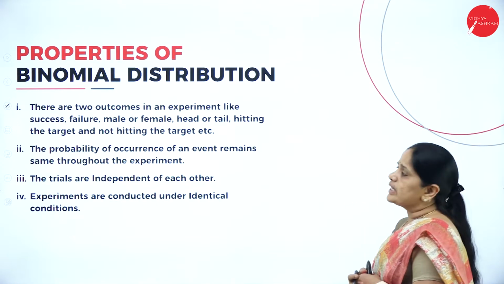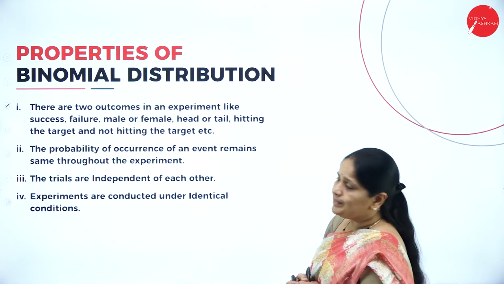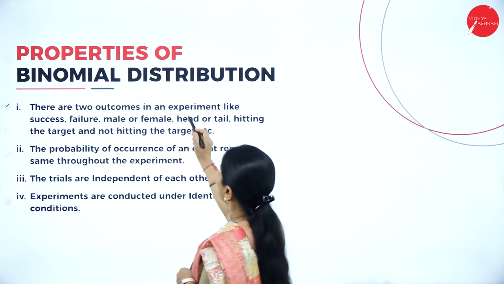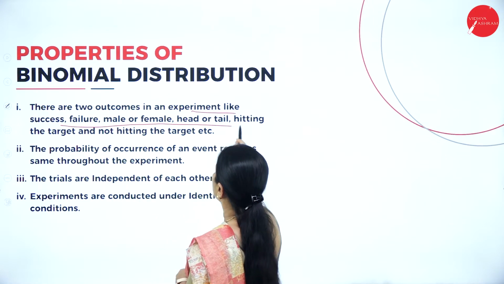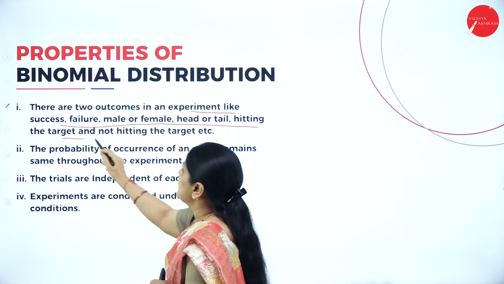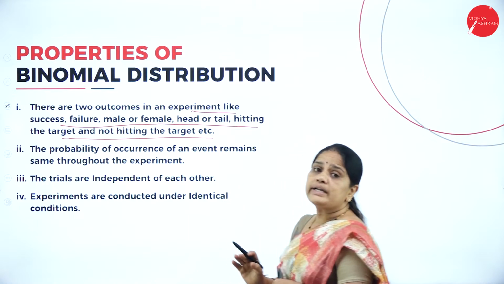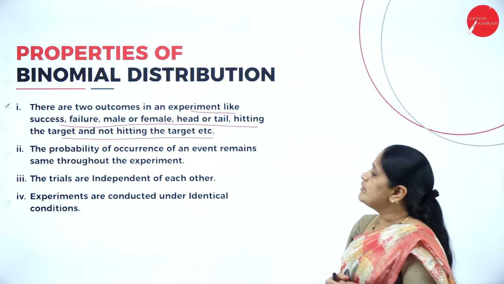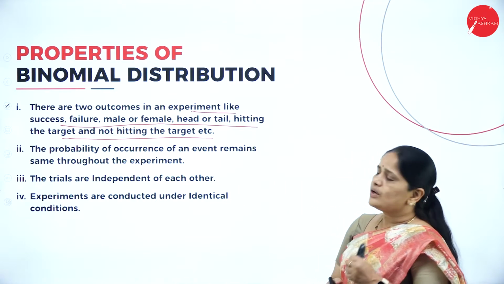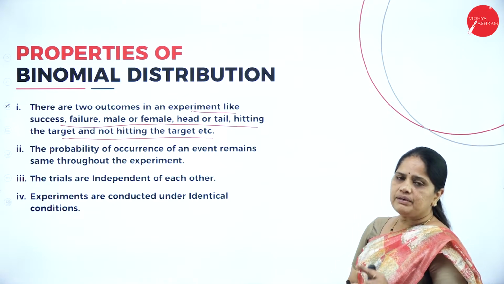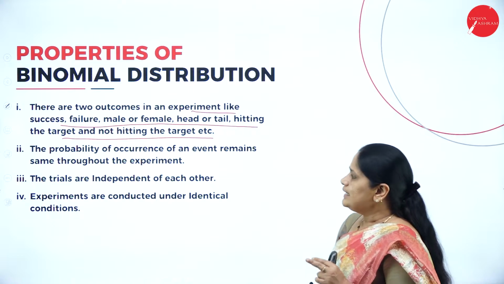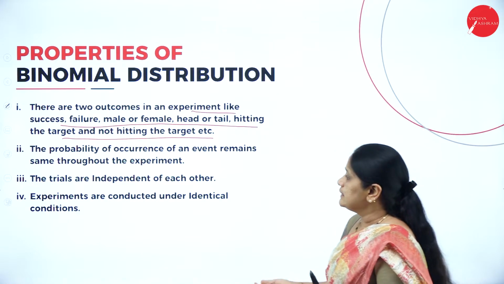Then let us look into the properties of binomial distribution. There are two outcomes in an experiment, like success, failure, male, female, head or tail, hitting the target and not hitting the target. So in case of a binomial distribution, there are only two outcomes.